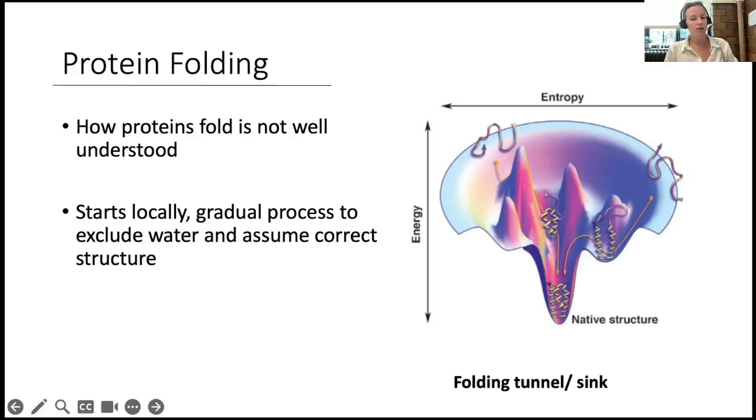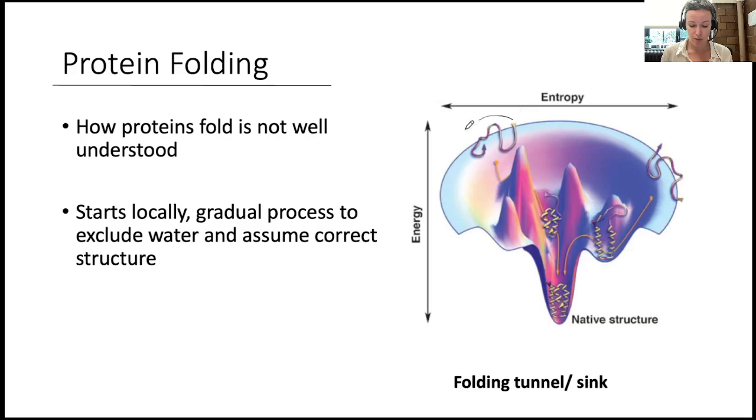So let's dive in a little bit to how proteins fold and are stabilized. As a disclaimer, it's not super well understood how protein folding happens. We know it kind of starts locally, we get those bits of secondary structure starting to form, and then the secondary structures come together to form the tertiary structure. In this process, water is excluded, and then eventually these proteins find their way to the lowest energy conformation, which is kind of what I want to show you with this image here on the right hand side.